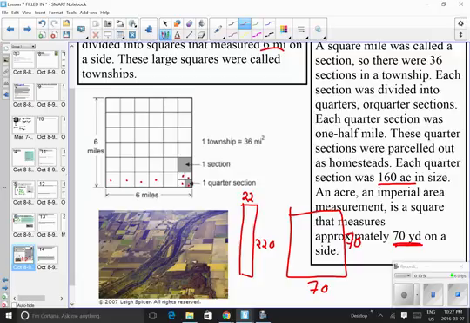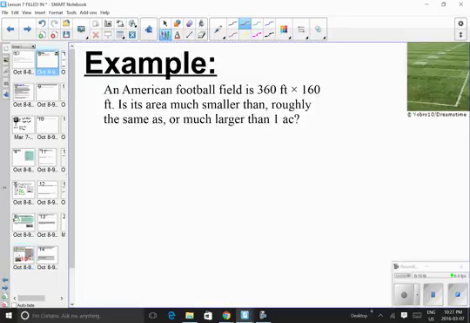All right, let's actually do some math using these units. So an American football field is 360 feet by 160 feet. Is this area smaller or roughly the same as or larger than 1 acre? Let's find out. So first, I think we should do some converting.